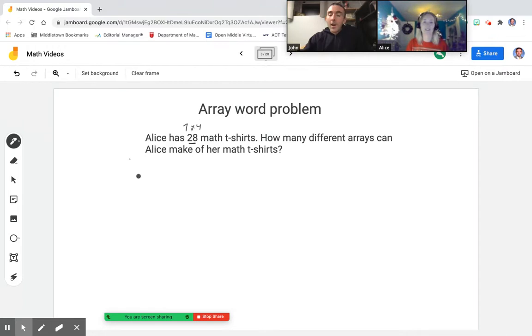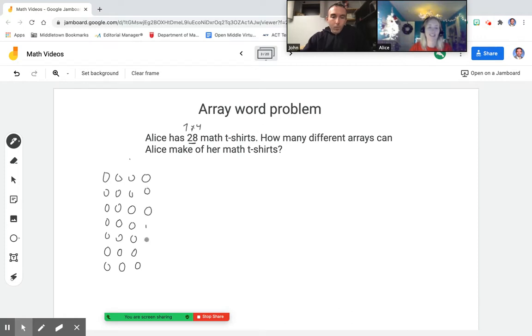So one array that they can come up with is a 7, and I guess these are t-shirts wrapped up in a circular format. We can set this up in an array that is 7 by 4, and we'll just assume that each circle is a t-shirt. I would love to have 28 math t-shirts. Same here. So that would be a 7 by 4 array that would give us 28 t-shirts.